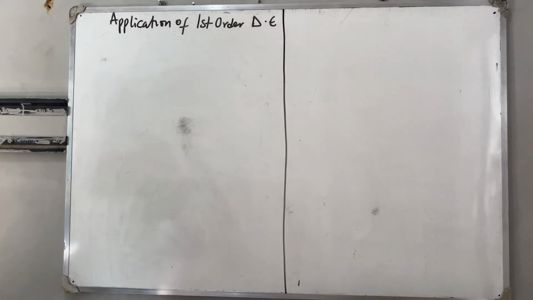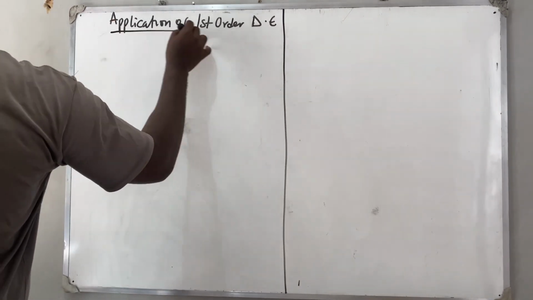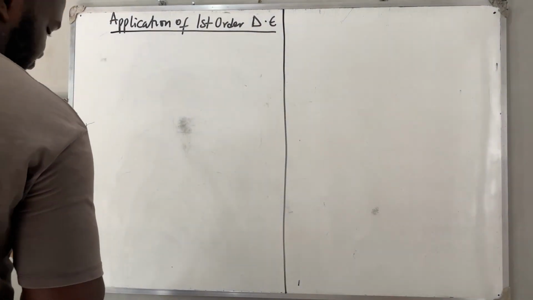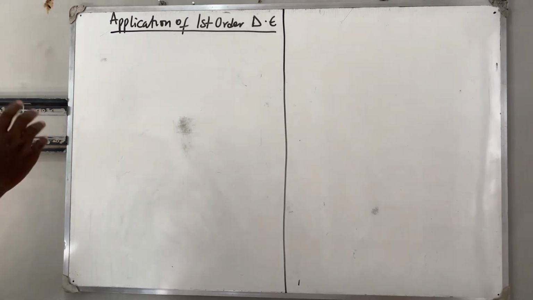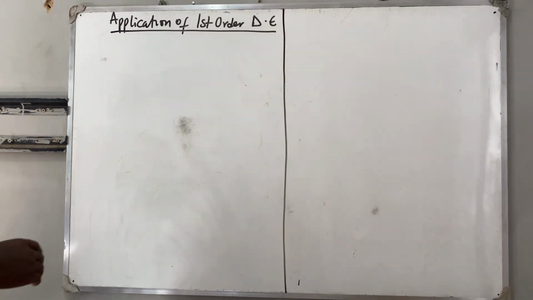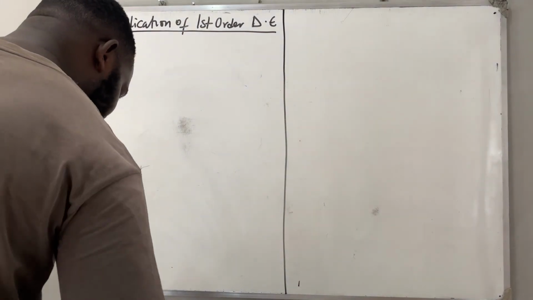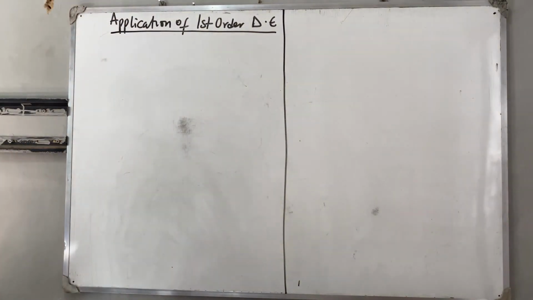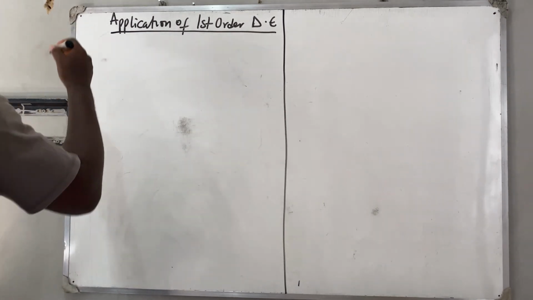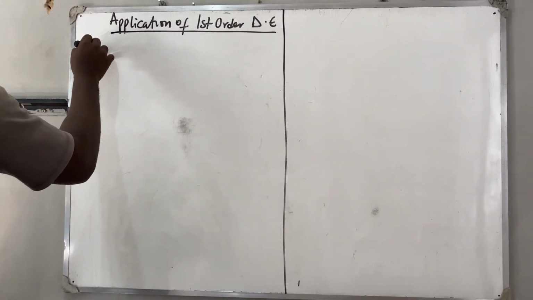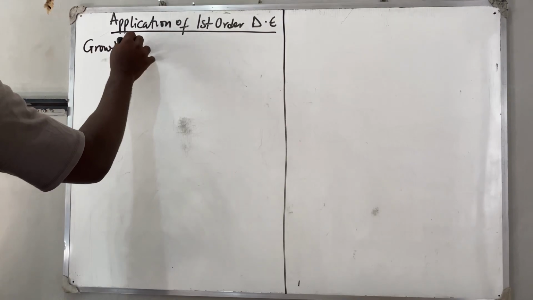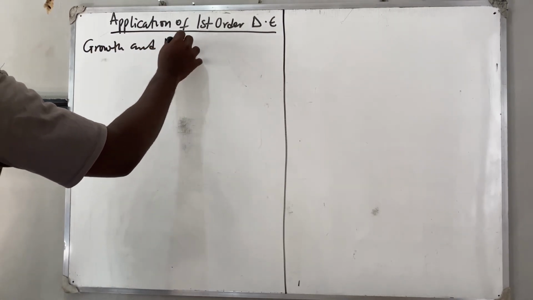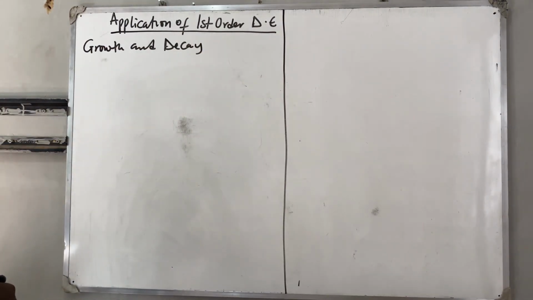The application of differential equations, and in particular, I will be talking about the application of first order differential equations. The first one we're going to be talking about in this video is population growth and decay. So we'll be talking about decay and growth of population. Okay, so growth and decay problems.